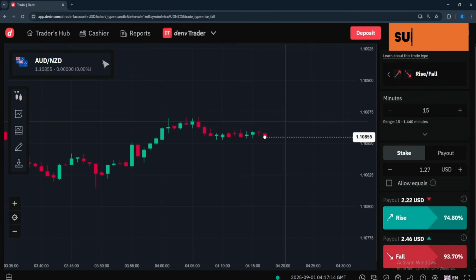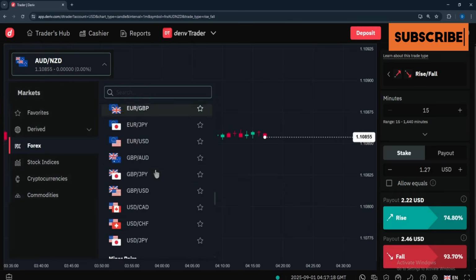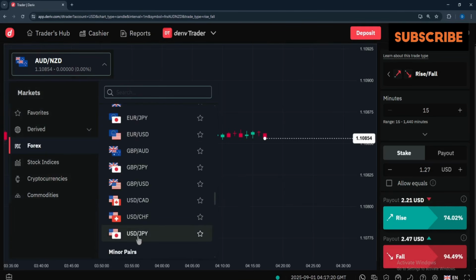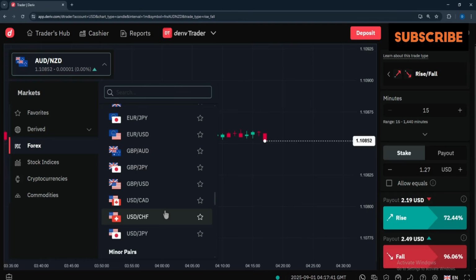USD JPY, let me come and look for it so that you can see. Where's USD JPY? We have USD JPY, which is very favorable during this time. We have Euro JPY, all right, this one here. We have GBP JPY, this one, okay? All these pairs that contain JPY are very favorable because they are very active during this moment, all right? So that is between 12 a.m. to 9 a.m. Greenwich Mean Time, all right?